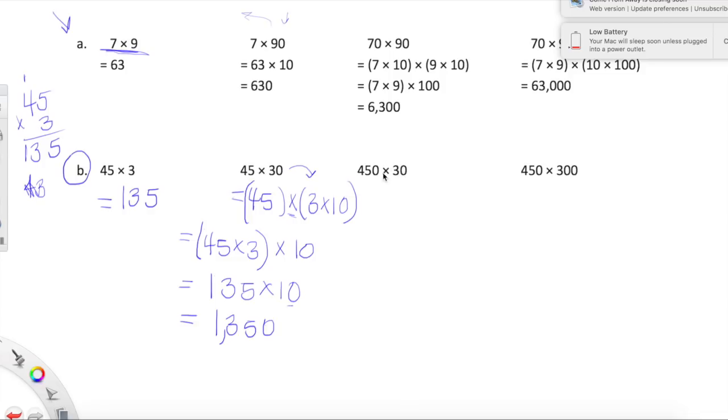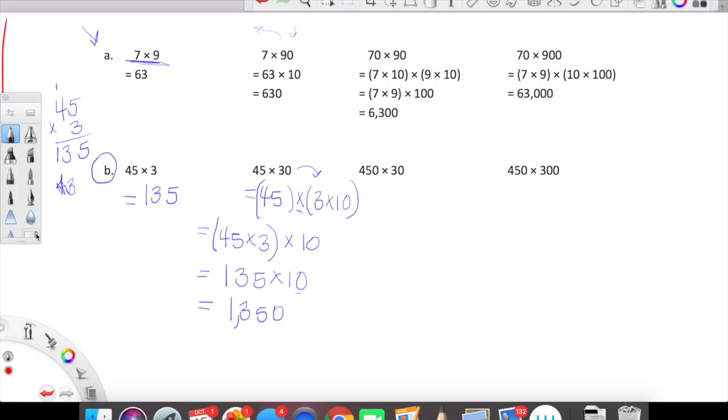Oh, my battery's getting low, of course. No! I'm just going to have to pause this for a second. Okay, guys, I am back. Sorry about that. I had to plug in my computer.